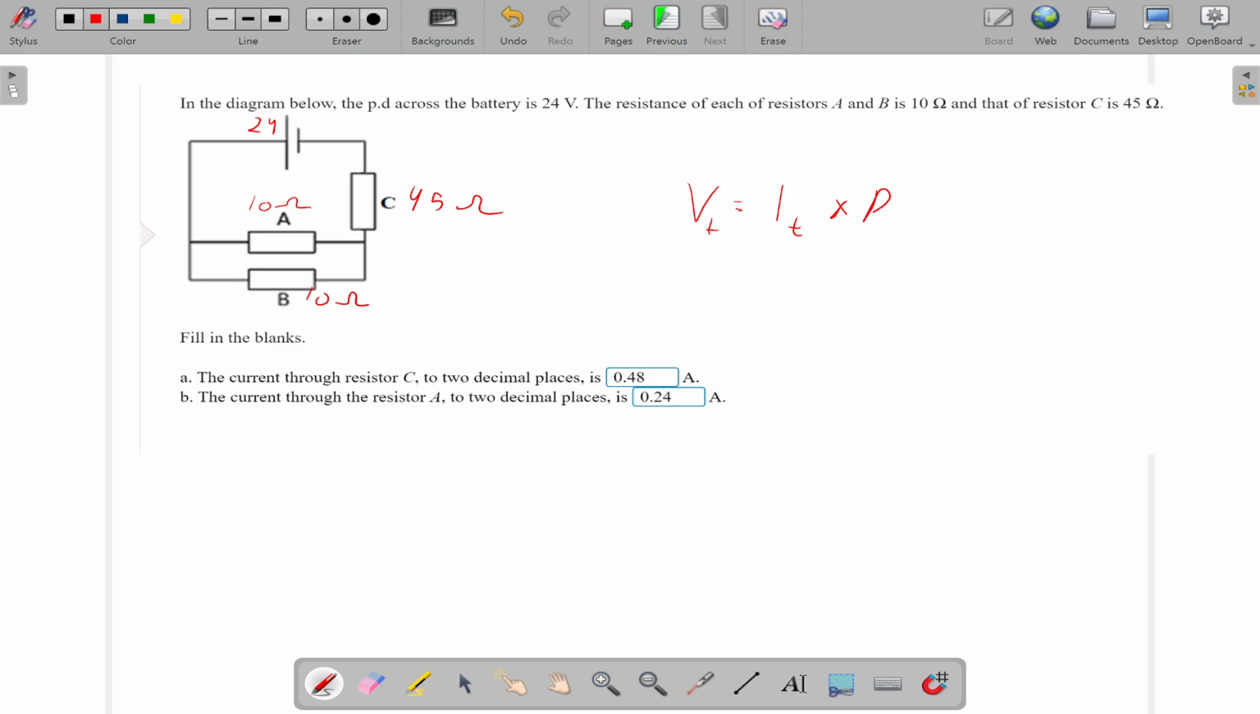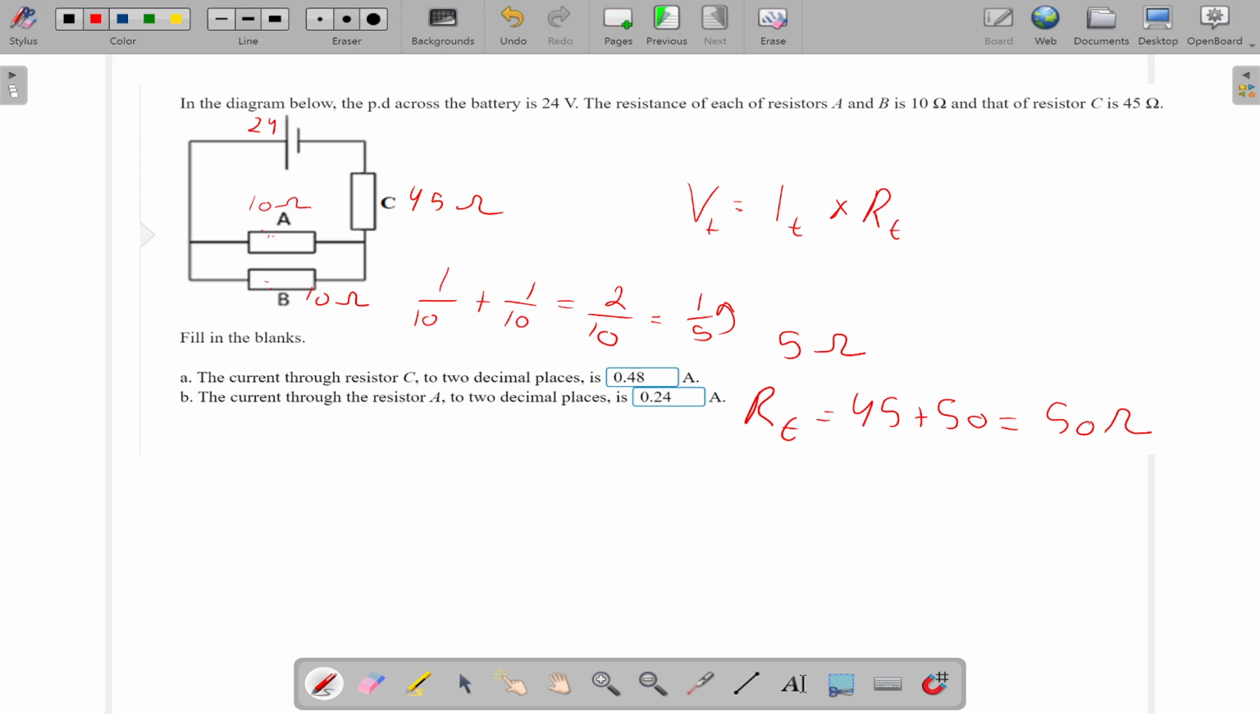We're going to find the total resistance first. So we're going to resolve this. These two are in parallel. This is going to be 1 over 10 plus 1 over 10 equals 2 over 10, equals 1 over 5. So this is 1 over R. You flip it, 5 ohms. Then 45 plus 5 gives me 50 ohms, and this is RT, the total resistance.